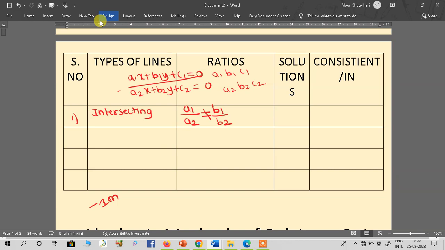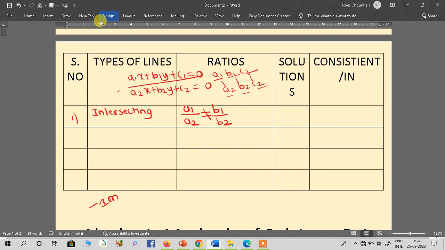How do these ratios come? Before, when we take the first linear equation, we get a1, b1, c1. If we take the second equation, we get a2, b2, c2 values. So these values we write in ratios: a1 ratio a2, b1 ratio b2, c1 ratio c2.